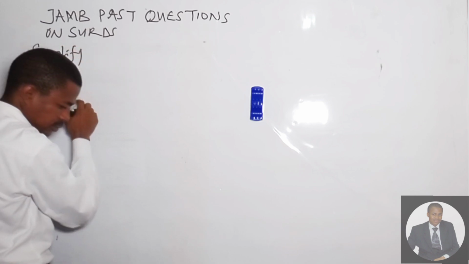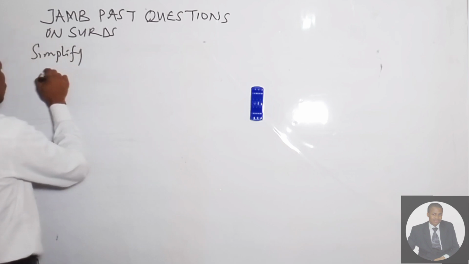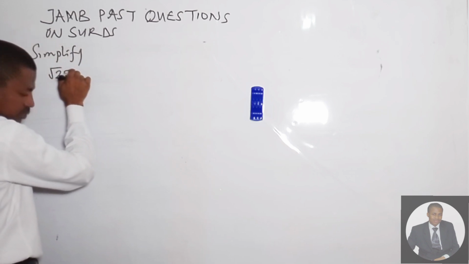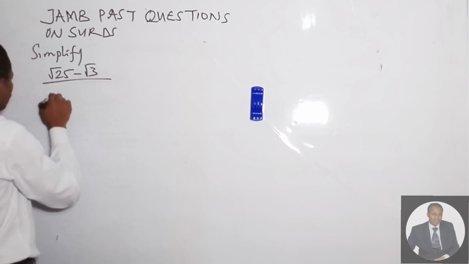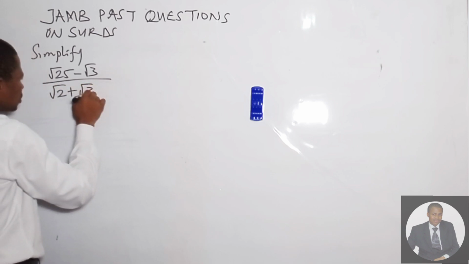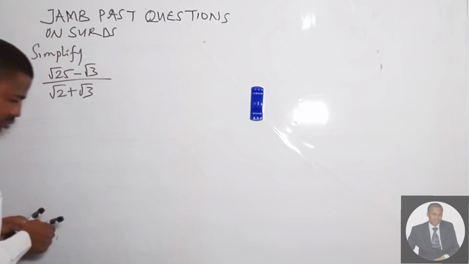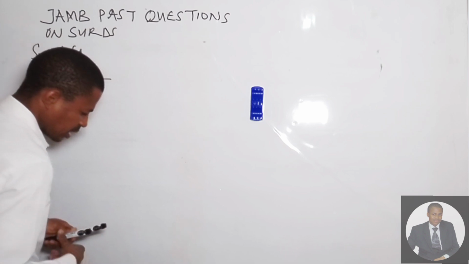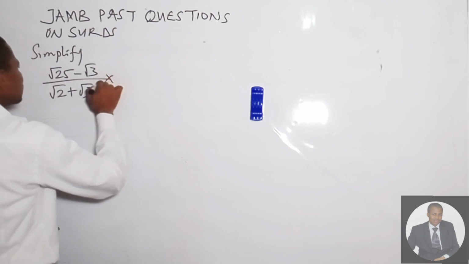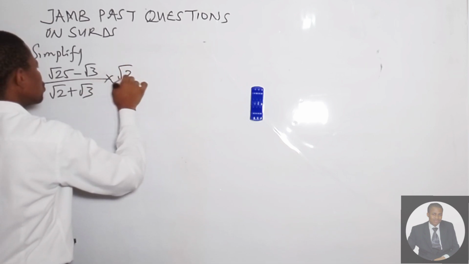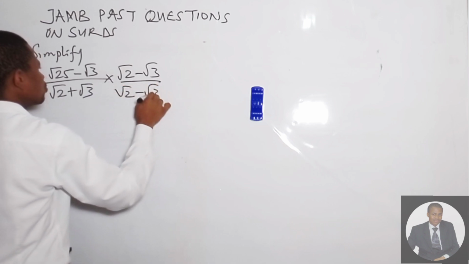Simplify. Root 25 minus root 3 over root 2 plus root 3. That's the question we are having here. How do we simplify this? We multiply by the conjugate. The conjugate is root 2 minus root 3, root 2 minus root 3.